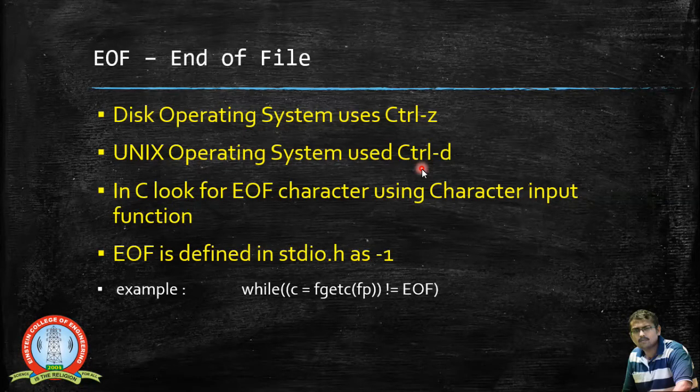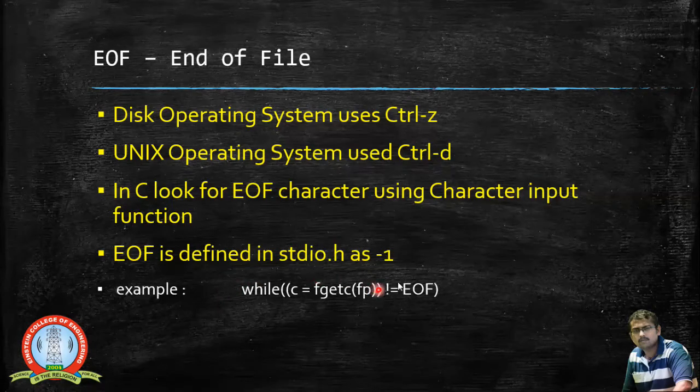When we use this EOF, it gives us a benchmark, so that on getting the EOF, it says that you have reached the end of the file. Whenever you are using the getc function, if you get an EOF, it indicates that the end of the file has been reached. So we have to use a character input function to find this EOF, and EOF is defined in stdio.h as -1.